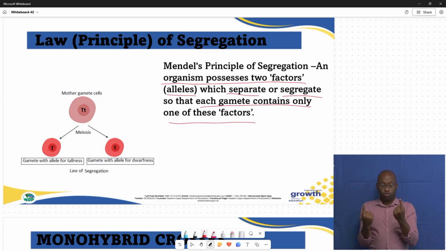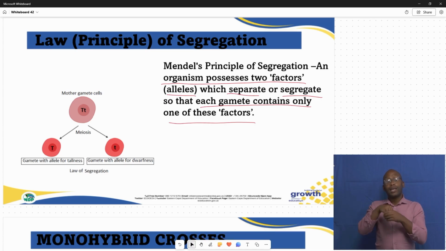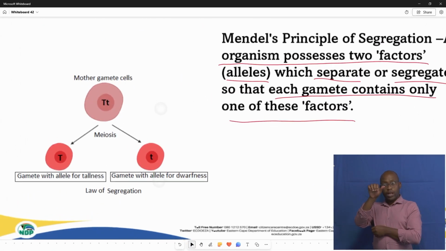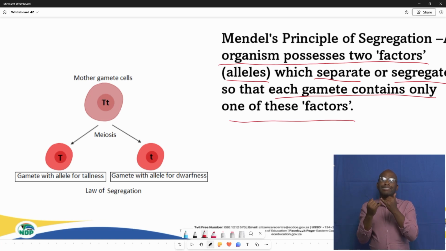Now remember, in DNA and in meiosis, we have learned that during gamete formation, a gamete, or rather a sex cell, will receive half of the DNA from the mother and half of the DNA from the father. Remember, during meiosis, in metaphase, chromosomes line up at the equator, and in anaphase they separate. Remember, DNA is found embedded in chromosomes. So when chromosomes separate, it means that DNA is separated.